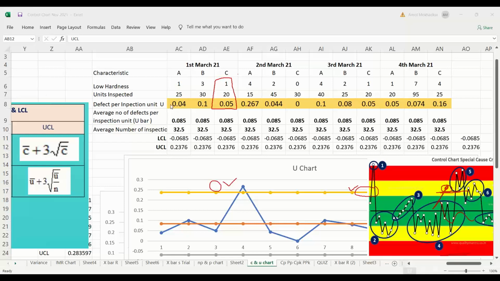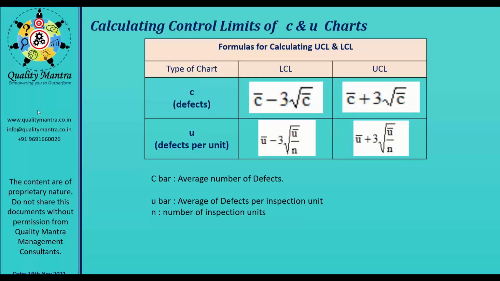Any question on this C or U chart, or I will move to the presentation. If any question is there, please raise it. Else I am going to the presentation. Okay, so this is how you are going to calculate the control limits of C and U chart.